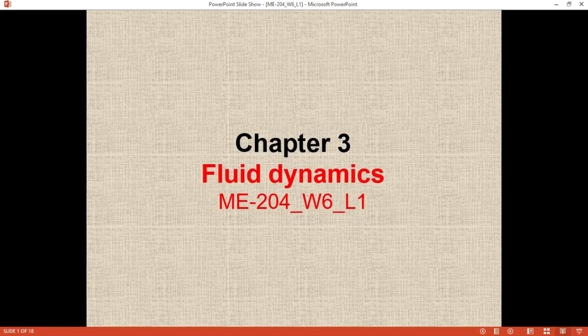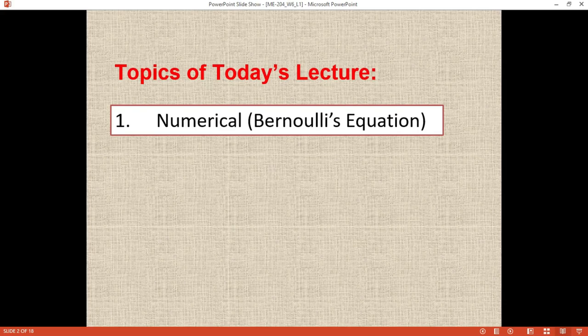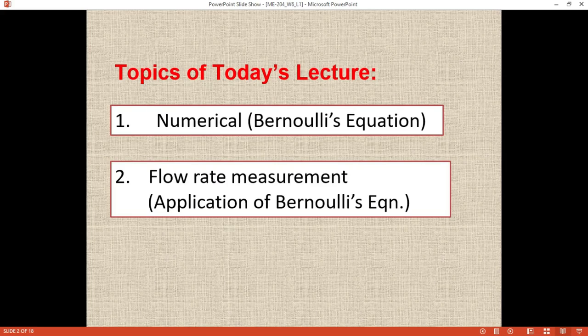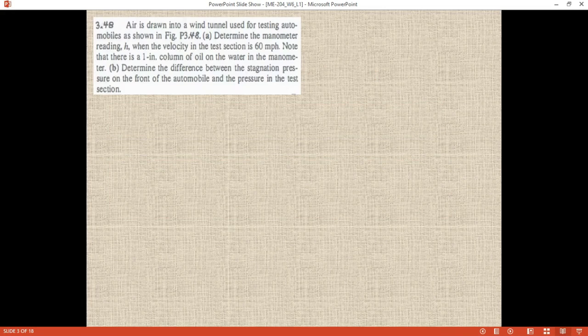So today we are continuing the fluid dynamics, and we end up with the application of Bernoulli equation. So today also let's see what are the topics we are going to cover today. We will perform some numericals based on the Bernoulli equation and flow measurement devices that we will see. That is also one of the great application of Bernoulli equation. So let us start. The first numerical we are going to do today.